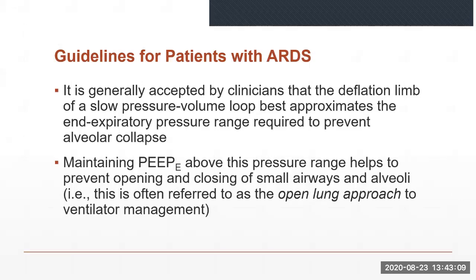During the early phase of ARDS, it is important to keep extrinsic PEEP high enough to at least exceed the inflection point on a slow or static pressure volume curve. It is generally accepted by clinicians that the deflation limit of a slow pressure volume loop best approximates the end expiratory pressure range required to prevent alveolar collapse. Maintaining extrinsic PEEP above this pressure range helps to prevent opening and closing of small airways and alveoli. Even if a ventilator does not have a graphics package, this curve can be graphed by hand.